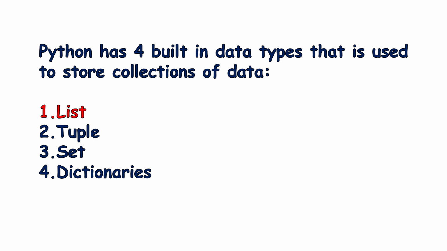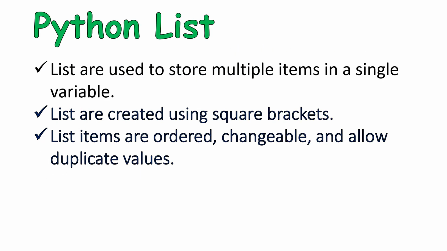When it comes to storing collection of data in Python, we have 4 built-in data types that are used to store collection of data: list, tuple, set and dictionaries. Today we will learn about list and ways to implement it. Let's see the definition of Python list.